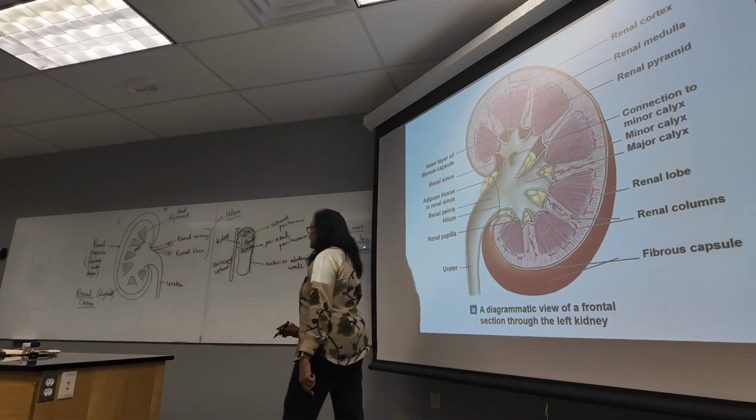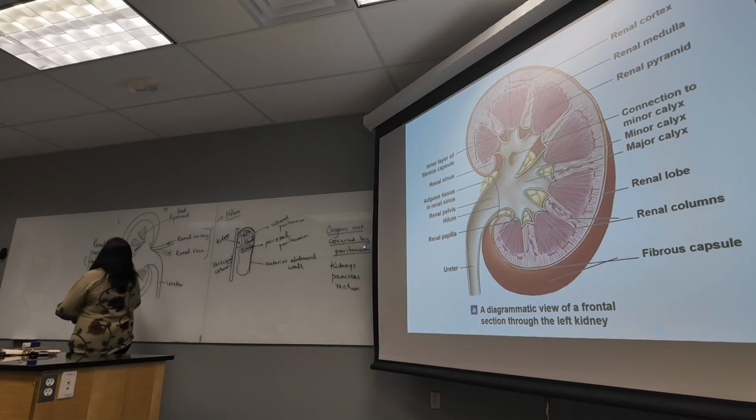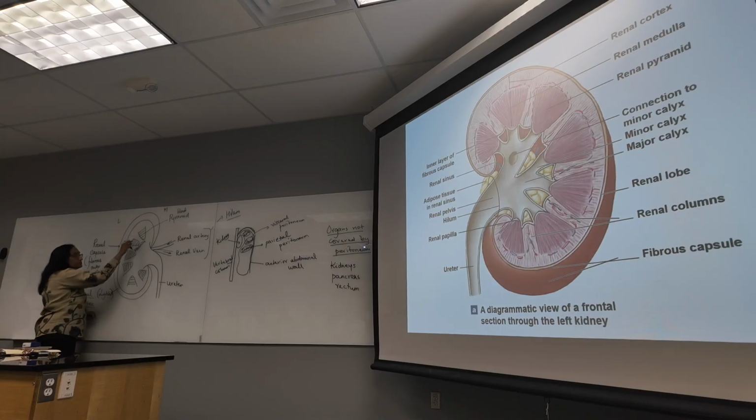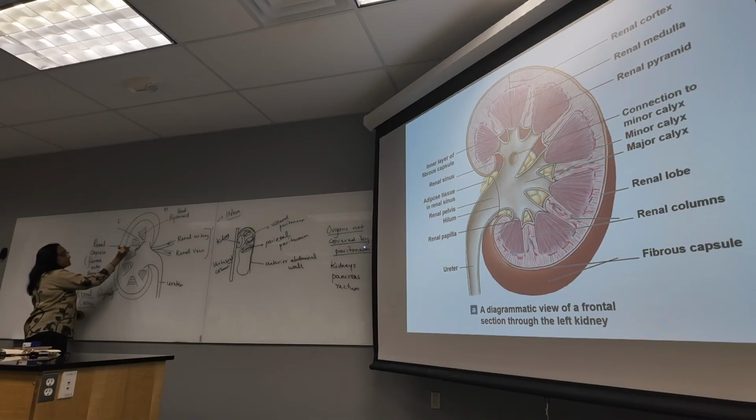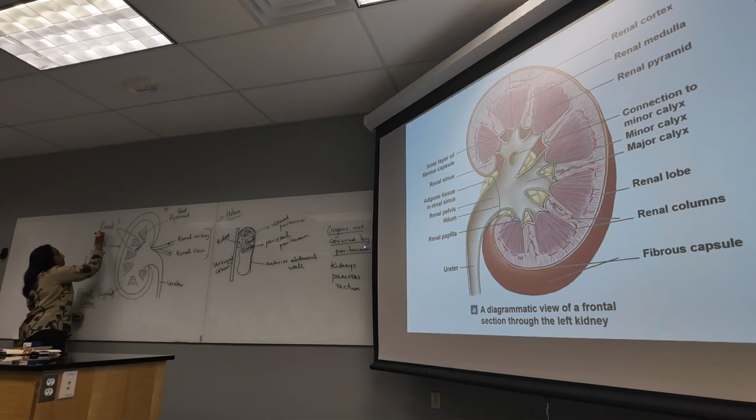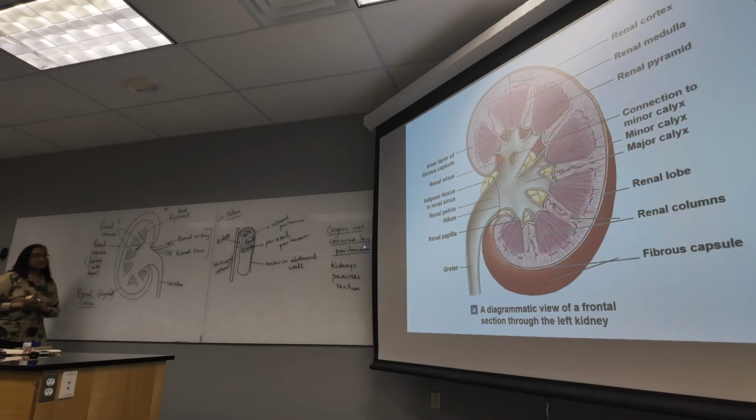Now the cortex, this light region in between the pyramids, is still lighter, the same color as the cortex. So these in-between regions that you see here are called renal columns. These are called renal columns.